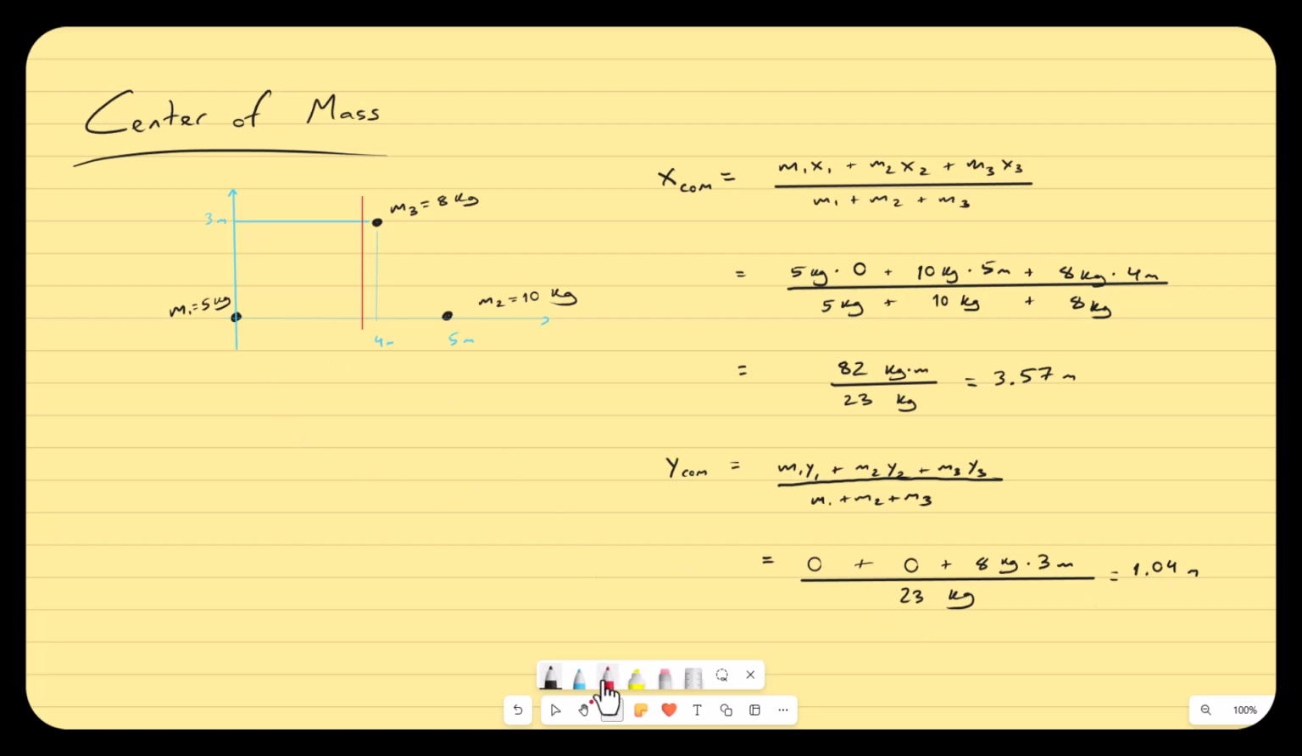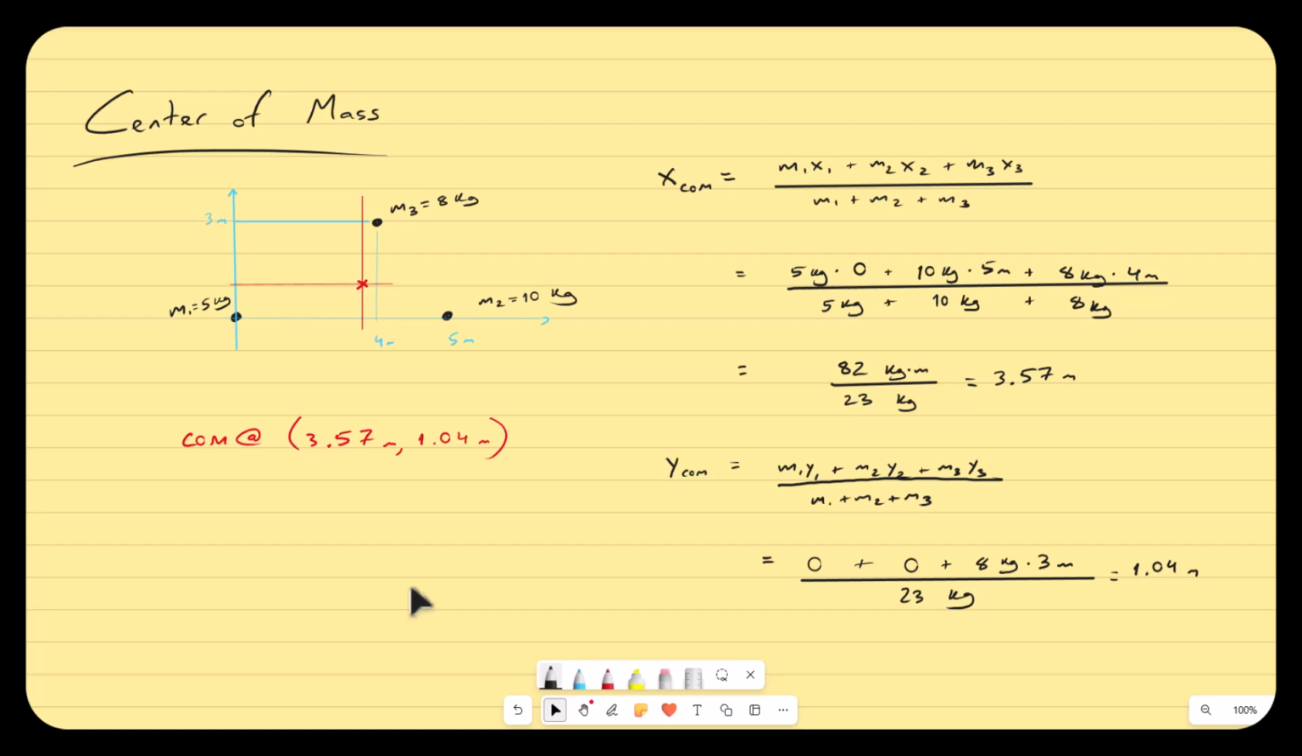And I have a y-coordinate of center of mass that's here. So my center of mass is over here, and the coordinates for my center of mass happens at 3.57 meters, 1.04 meters. So I am to the right of center, which makes sense. I am below center, which also makes sense. That's the center of mass of these 3 particles.